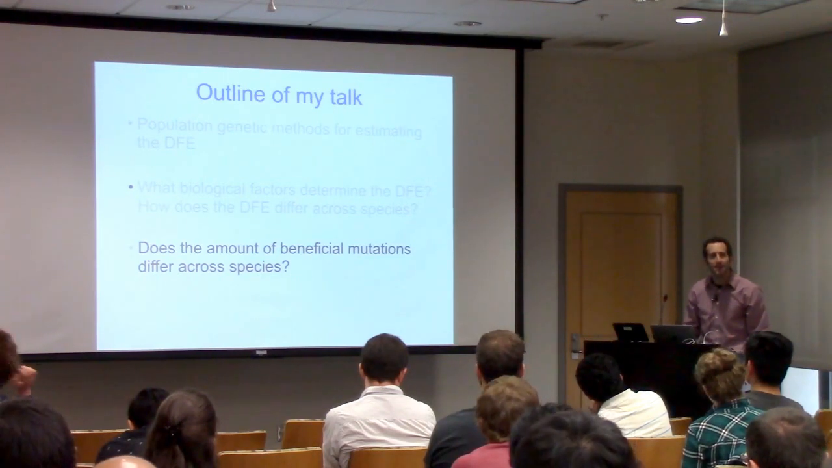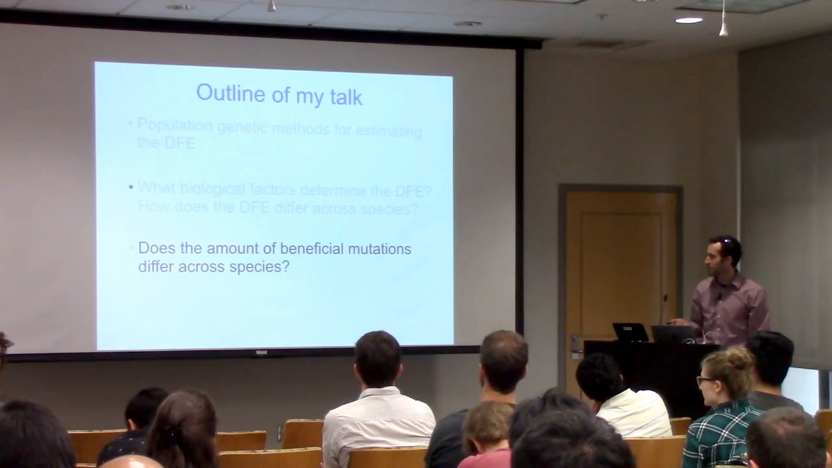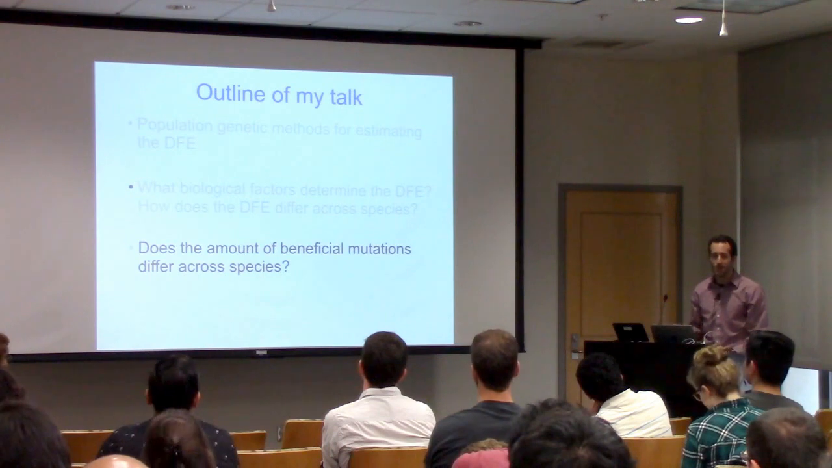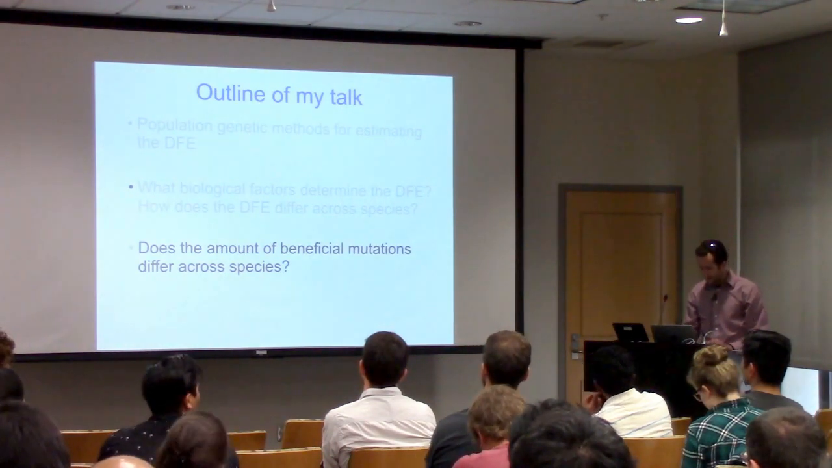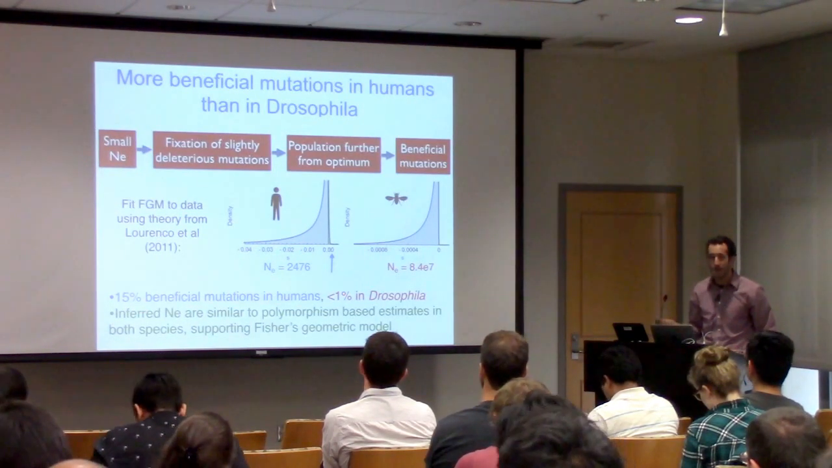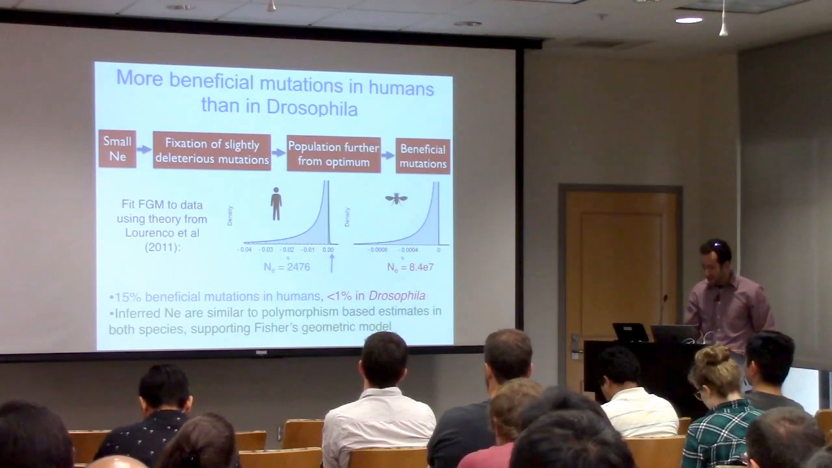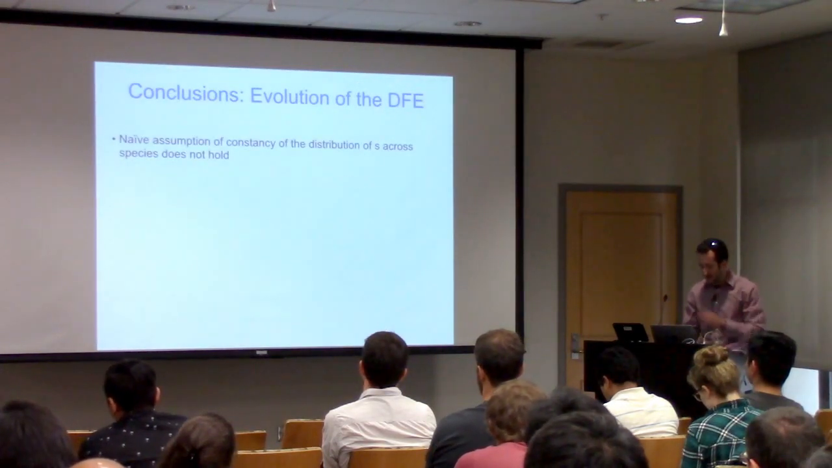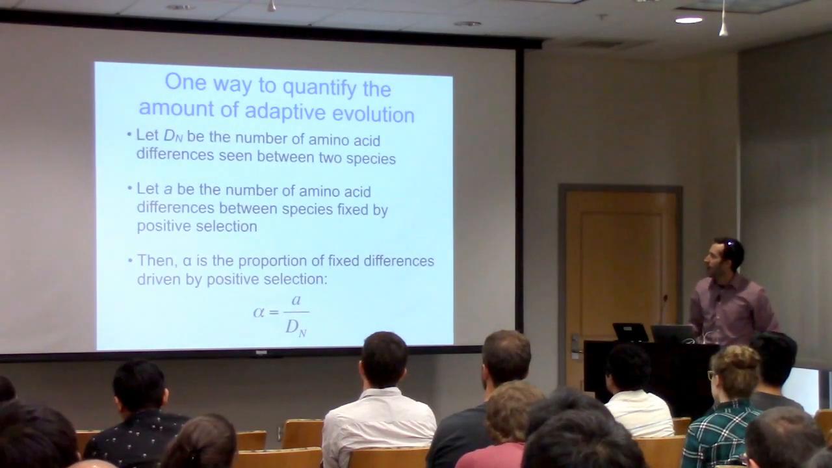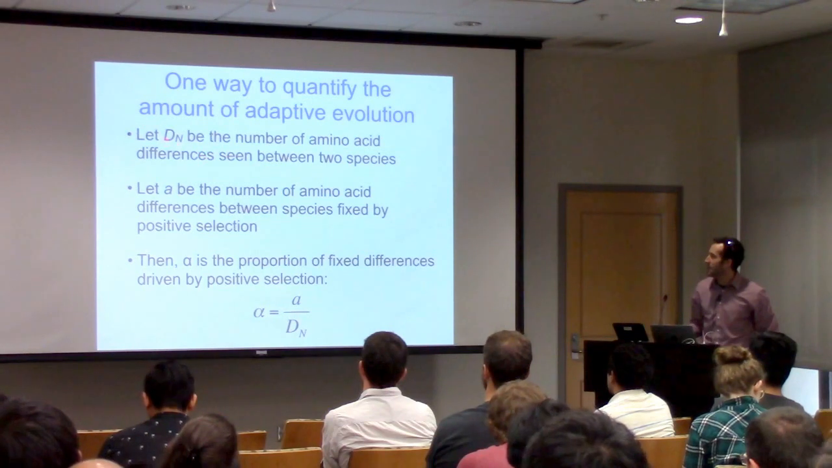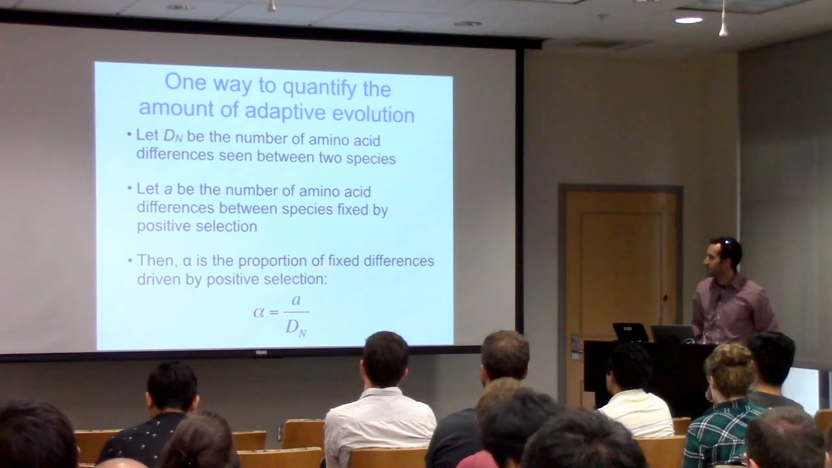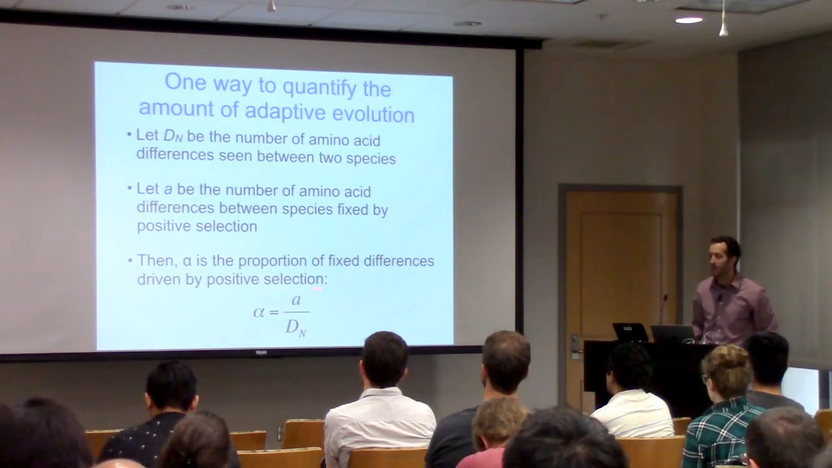And I think maybe in the next 5 minutes, I'll just give you a quick punchline on the distribution of beneficial mutations across species. So far I told you a little bit about beneficial mutations that we think humans have more than flies based on this type of inference framework. But it turns out that other ways of quantifying adaptive evolution actually come to the opposite conclusion, if thinking about amino acid mutations, where there's this statistic called alpha that essentially quantifies the proportion of differences between species driven by positive selection.